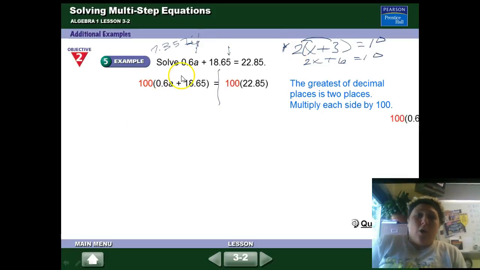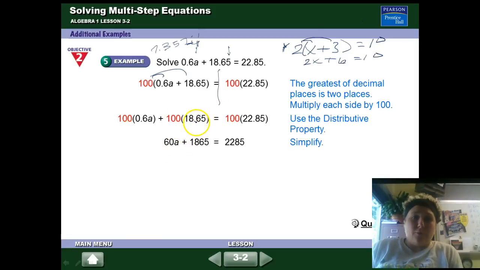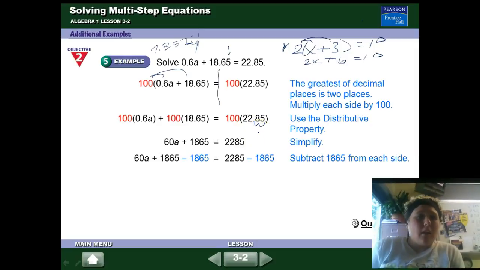So we have everything times 100. We're going to distribute this 100 out. Little rainbow, big rainbow. And that's going to get you 60: 100 times 0.6 gives you 60. 100 times 18.65, you're moving that decimal 2 places over, so 1,865. And multiplying 22.85 by 100, move your decimal 2, you get 2,285. Now, we don't have any like terms to combine, so we don't do that here.